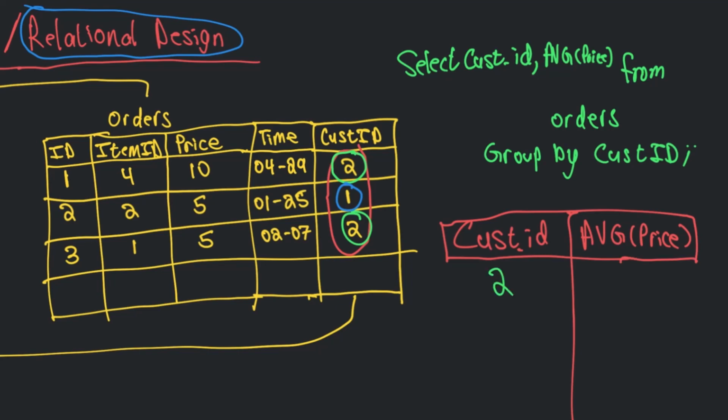So for group 2, we would have an average price of, we'd look at 10 and 5, we get 15, divide by 2, so the average for that group is 7.5. So that's one average. And then we'd have another average for group 1. And so the only information for him is this price, and that's 5. So for customer 1, we have an average price of 5. So we have these two different groups in this example, and an aggregation per group.